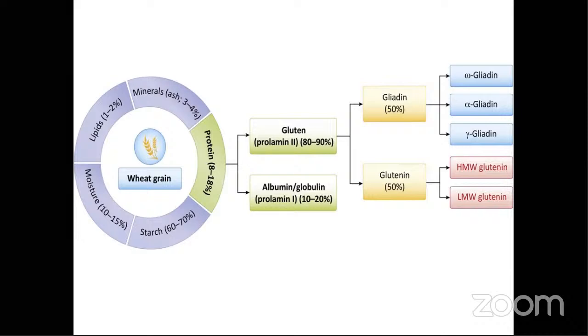And this gluten-forming protein is further divided into two subdivisions, that is gliadin and glutenin. Gliadin provides viscosity, and glutenin provides elasticity. And glutenin is further of two types, high molecular weight glutenin subunits and low molecular weight. Whereas gliadin is divided into three subcategories, that is alpha gliadin. Alpha gliadin includes beta gliadin also. Then gamma gliadins and omega gliadins. So this is the classification of the wheat proteins.